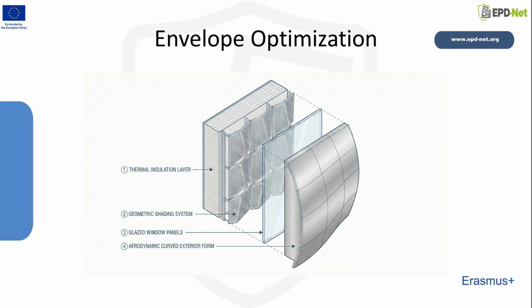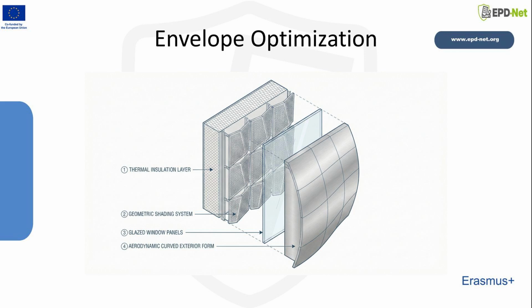Shading device geometry. For climate responsiveness, optimization can determine the projection length of a fixed overhead shading device. This is critical to ensure the device performs optimally, blocking unwanted solar heat gain during cooling season while permitting beneficial solar gains during heating season to reduce energy use.